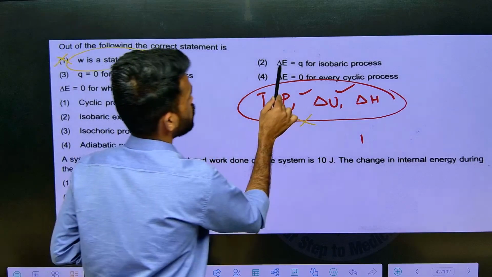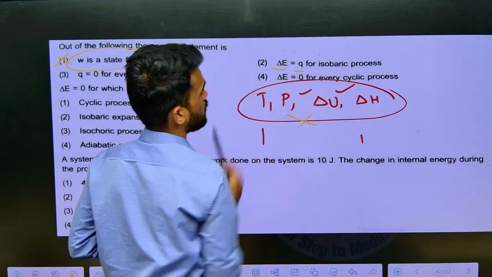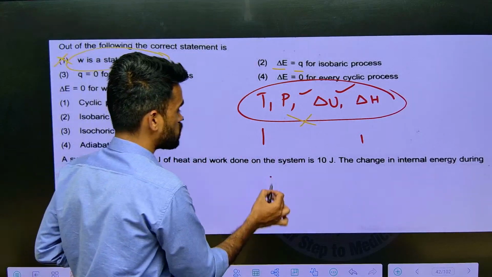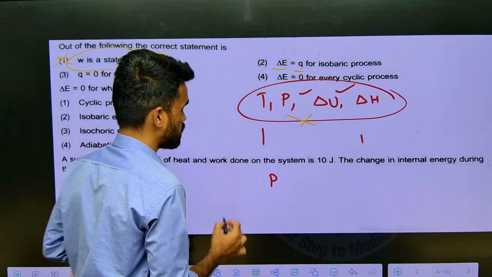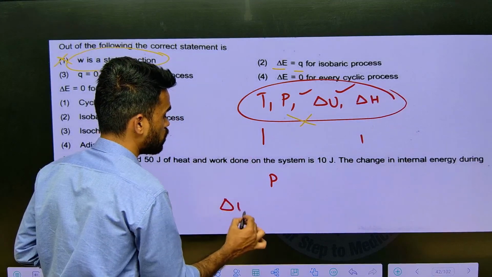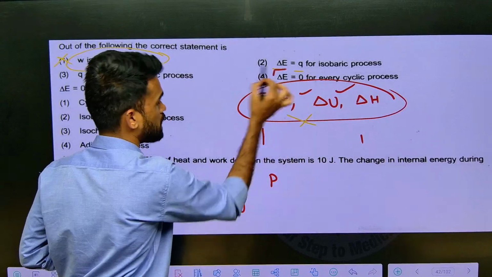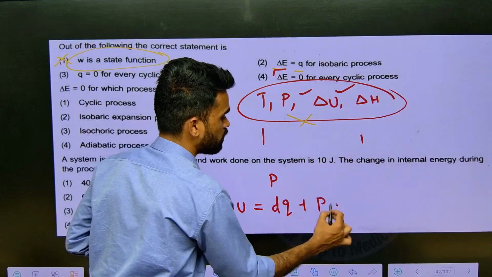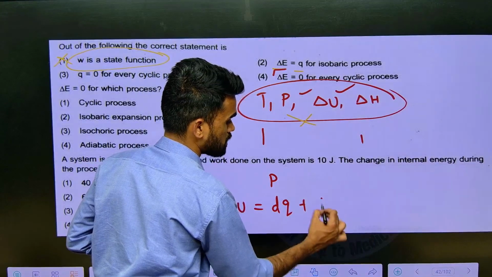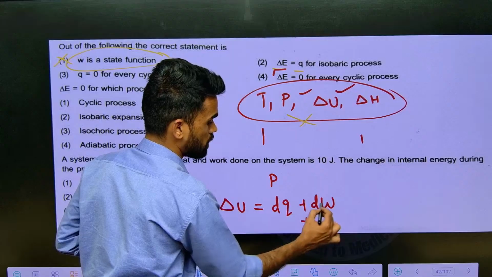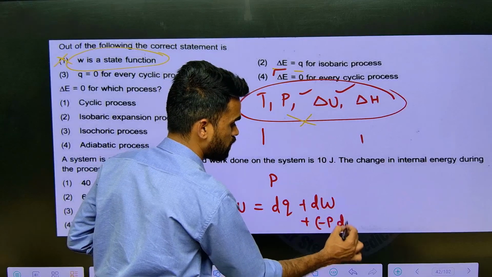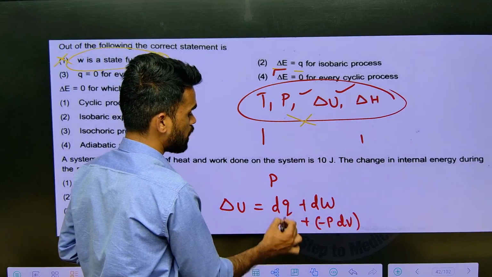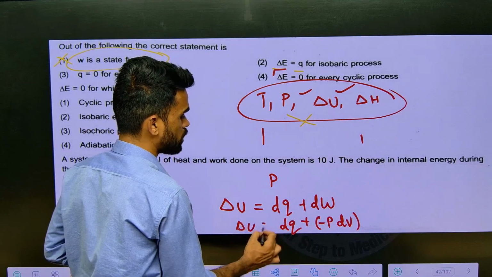Next, Q equals delta E for an isobaric process. What do we mean by an isobaric process? See, pressure should be constant. Pressure constant means what? The first law of thermodynamics I told you: dU, here dE, the internal energy, equals dQ plus PdV. Why are we writing this? Work done, dW. Work done can also be written as minus PdV. See, P means external pressure, dV means change in volume, and here dQ. So dU equals dQ plus dW.